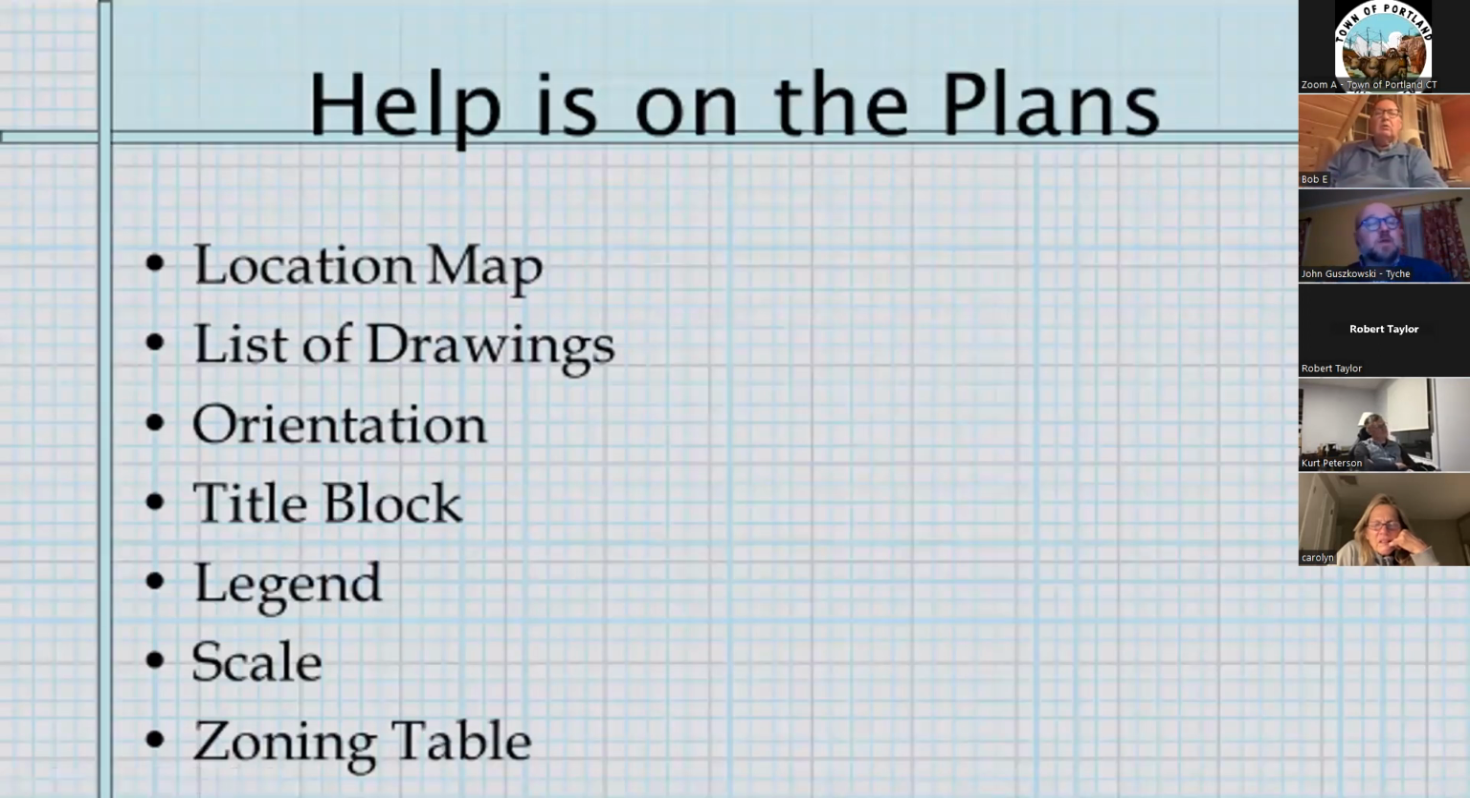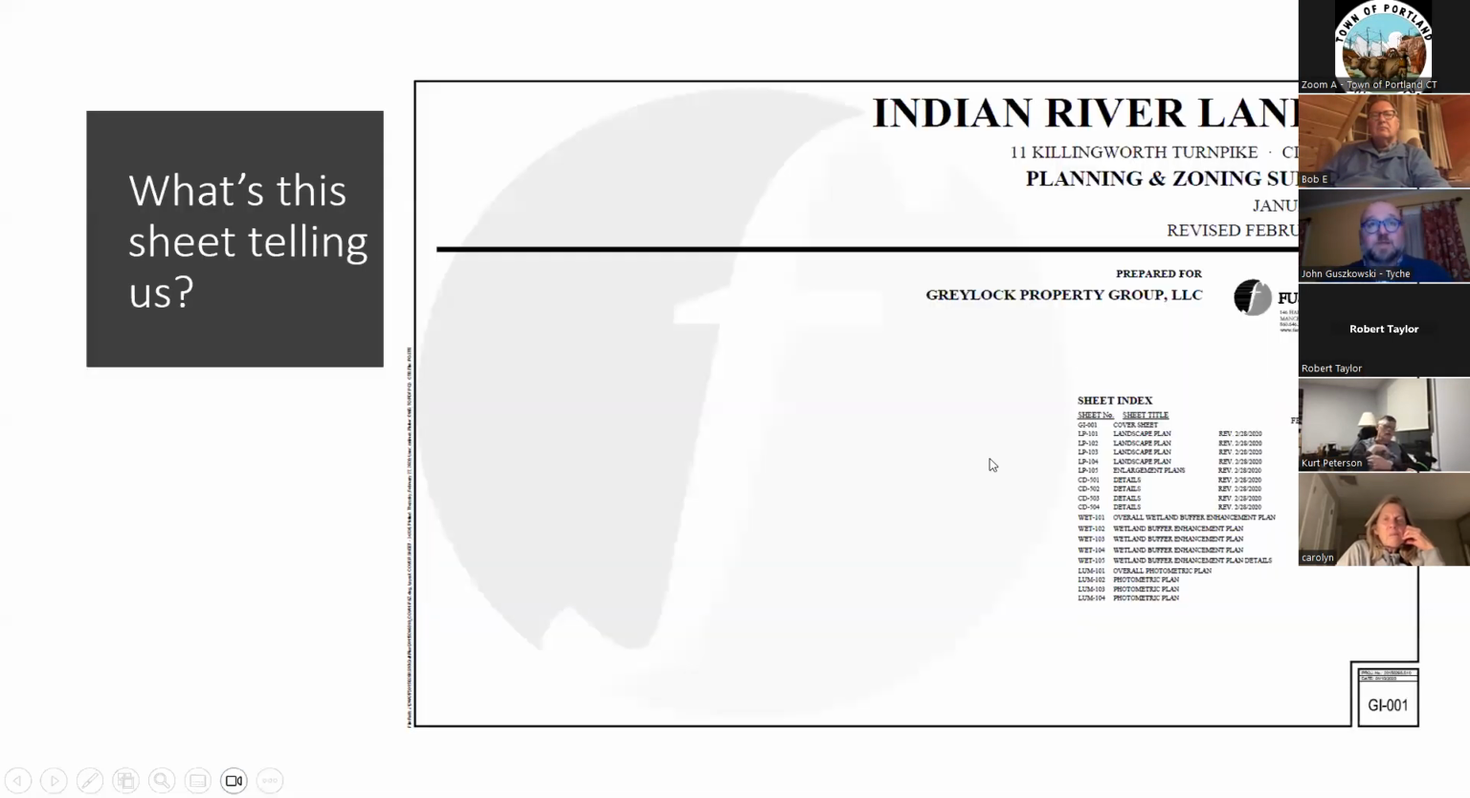So the things that we would look for to determine what it is that the plan is representing and what it's showing us are some of these elements: location, list of the drawings that are in the site plan set, orientation, which way is north, the title block, exactly what this is, what people are calling it. Is it a named development? Is it a specific geographic area? Legend, extremely important. The scale, and then very important for a lot of the applications we review, is the zoning table. And all of those things will help provide clues for what the heck is going on the map.